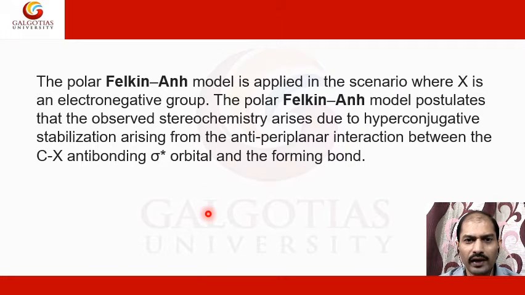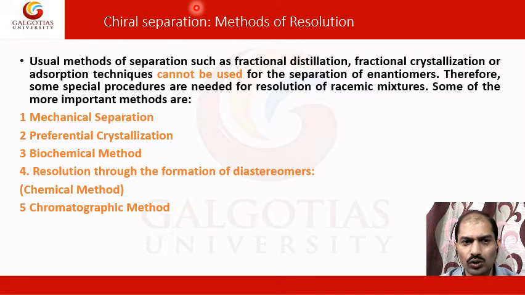Felkin has given a different model, applied in scenarios where X is an electronegative group. The polar Felkin-Anh model postulates that the observed stereochemistry arises due to hyperconjugative stabilization arising from the anti-periplanar interaction between the C-X anti-bonding sigma star orbital and the forming bond. So the Felkin model is also there.